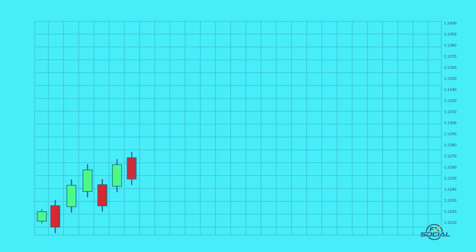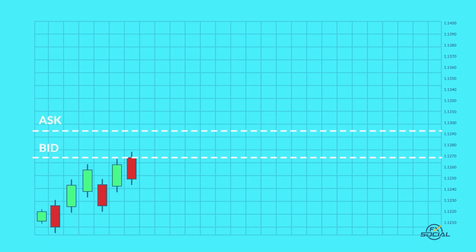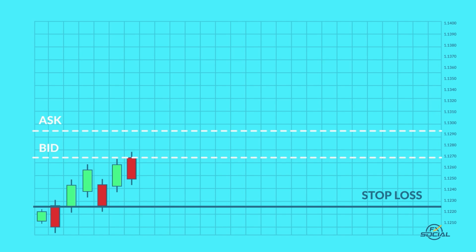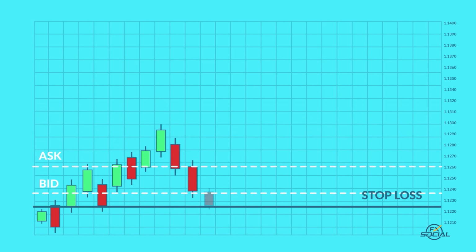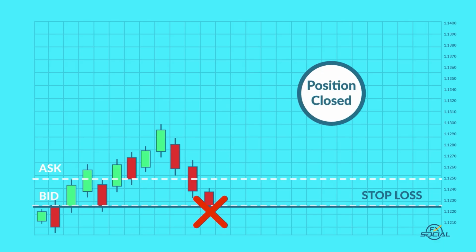For example, a trader goes long, or enters a buy position, by entering the market at 1.1270. Expecting the price to move higher, he knows the market is unpredictable, and it might go in the opposite direction to his expectation. So, he placed the stop loss below the entry price. If the bid price hits the stop loss at 1.1225, the position is closed and a minimum loss is ensured.